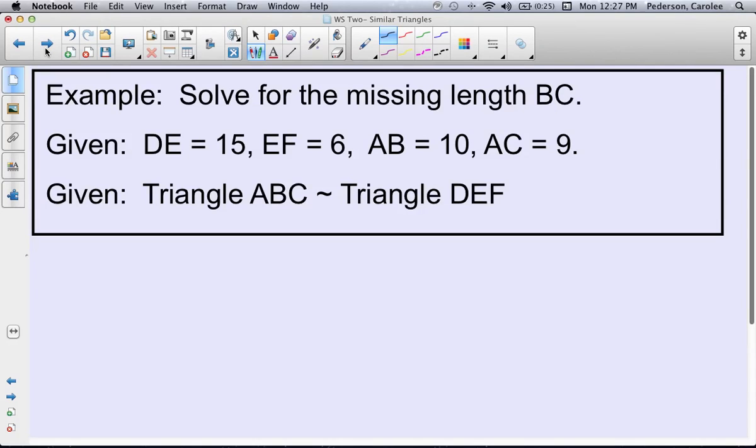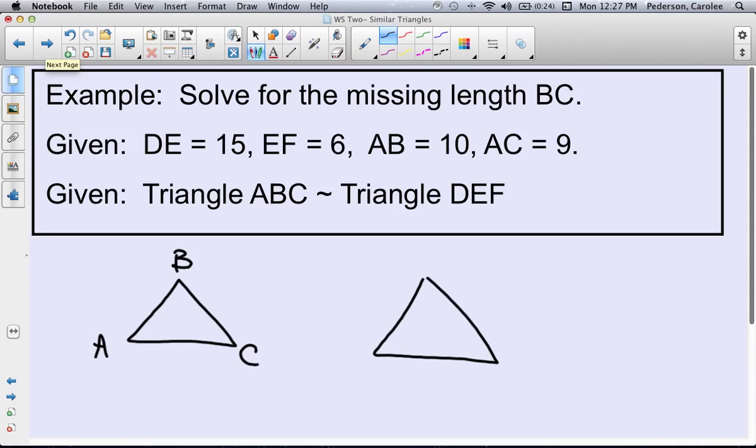This problem is similar, but we don't have any pictures drawn. So we have triangle ABC is similar to triangle DEF. So it's always a good idea to draw your triangles. So here's triangle ABC. And then over here is triangle D, E, and F. And then they give us some given lengths. So DE is 15. EF is 6.